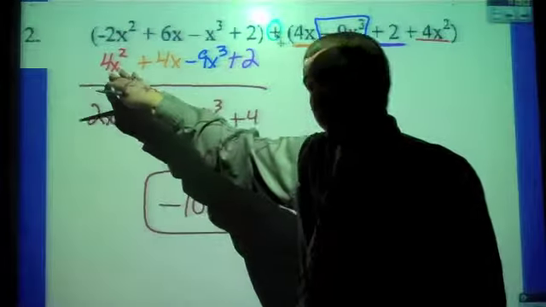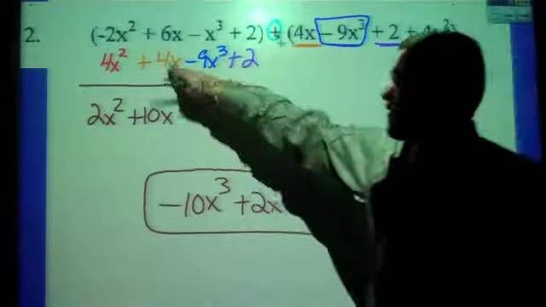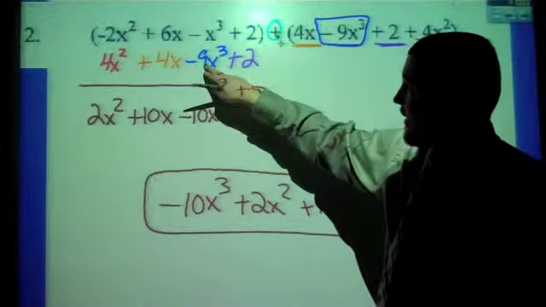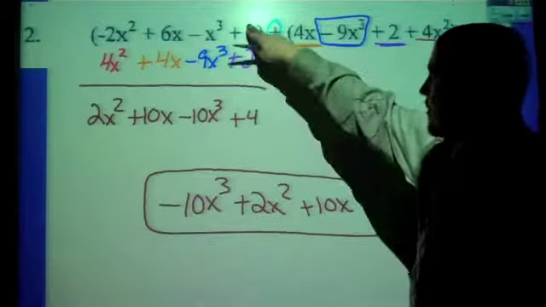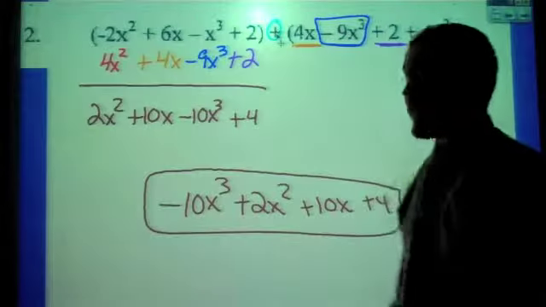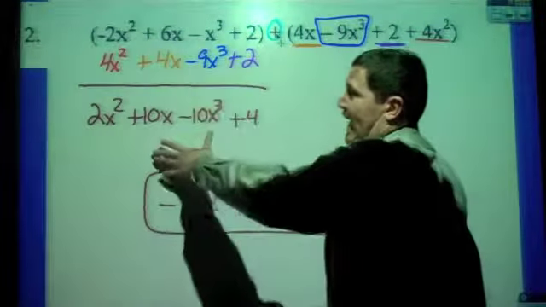So we skip on down to step 2, which says we take our numbers from our second problem and rewrite them underneath the first problem. So if you look here, we wrote 4x underneath 6x, negative 9x to the third goes underneath negative x to the third, plus 2 goes underneath plus 2, and 4x to the second goes underneath negative 2x to the second. Once we've done that, we then add the problems together.